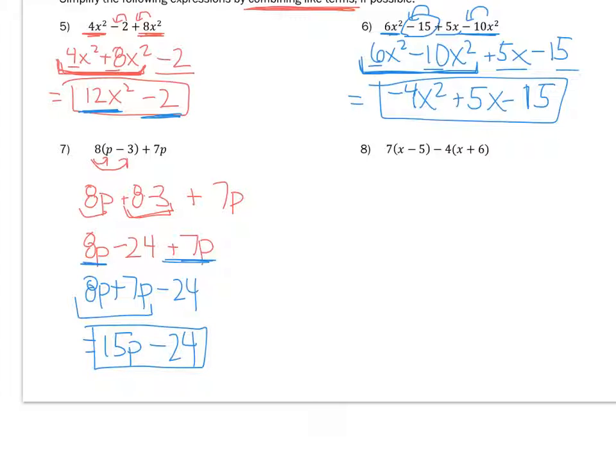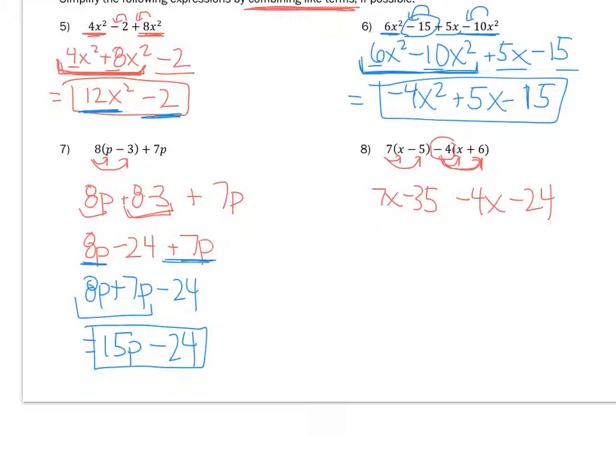Number 8, same process. Whenever you see like the parentheses like that with one term, do the distributive property. Be careful with this one because it's a minus 4 that you're multiplying it. Don't just multiply it by 4. So you go 7x, 7 times negative 5 will be a minus 35. Negative 4 times x will be a minus 4x. Negative 4 times 6 will be a minus 24.